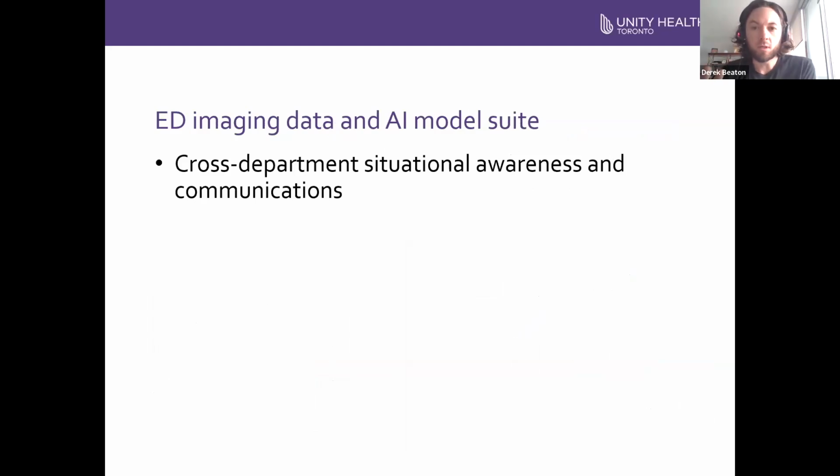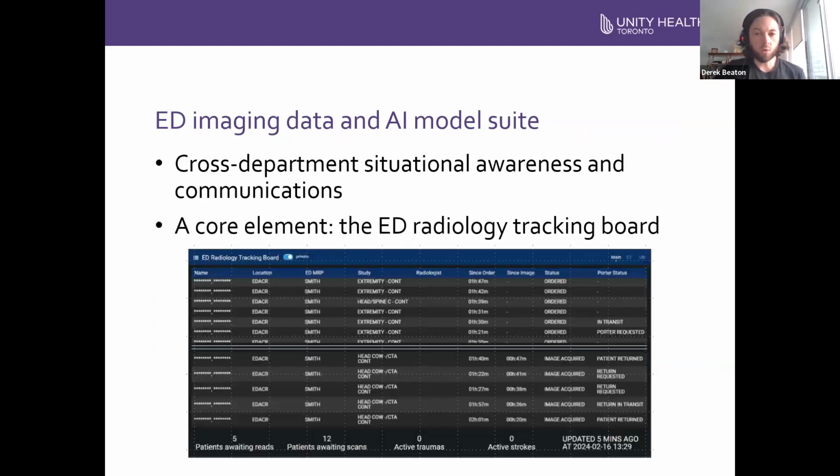So moving on, speaking of the ED, we have a number of tools in the emergency department based on imaging. And these are largely for cross-departmental situational awareness and communication. The core element of that is something called the Emergency Department Radiology Tracking Board. This is a static image of it. We're going to see an animated version of it in just a moment. But this helps tell multiple people across multiple departments what's happening.